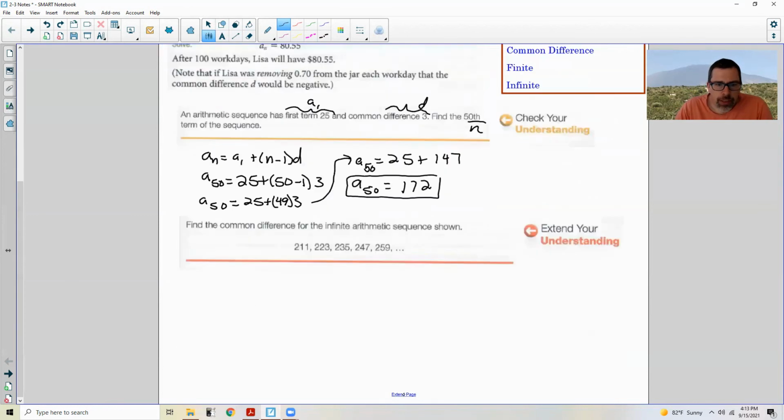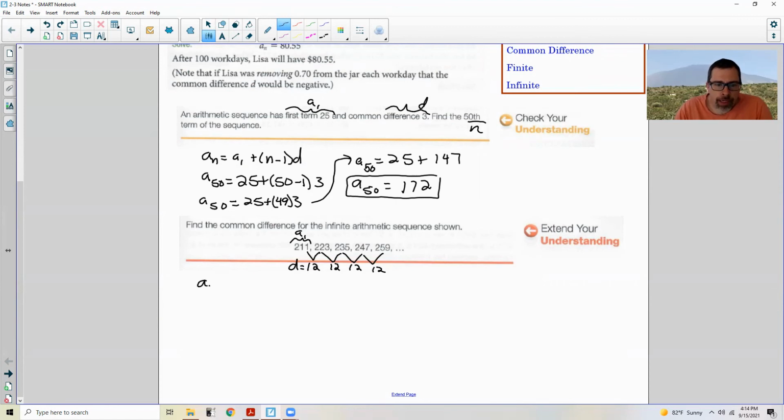Continuing, it says find the common difference for the infinite arithmetic sequence shown below. So this is an extend your understanding. So this is my first term of this sequence. So that is A sub 1. And now I need to know what the difference between these two is. 11 to 23 is a difference of 12. And check to see that they're the same. 23 plus 12 is 35. 235 plus 12 is 247. So the common difference is definitely 12. 247 plus 12 is 259. So this is our D.